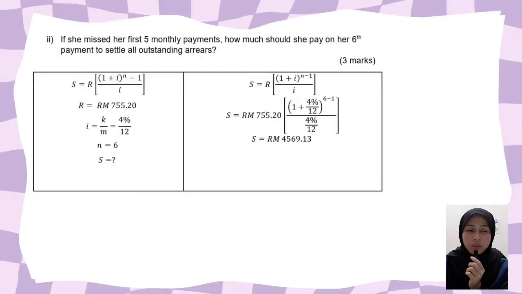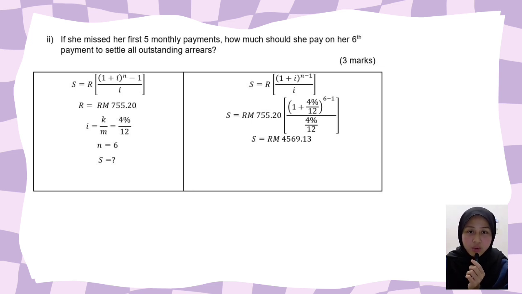Next, 2 Roman, if she missed her first 5 monthly payments, how much should she pay on her sixth payment to settle all outstanding arrears? S equals R ((1 plus i) power of n minus 1) over i. R equals 755 ringgit 20 cents. i equals K over M, which is 4% over 12. N equals 6. So what is S? We need to find it.